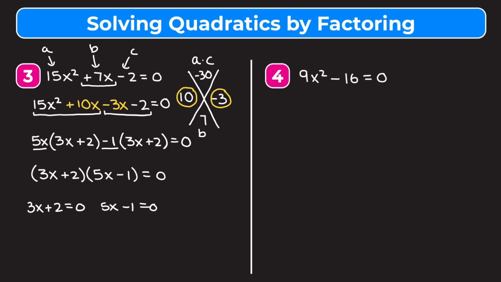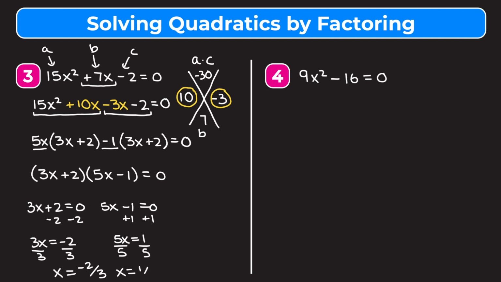So on the left, we're going to subtract 2 from both sides. So we get 3x equals negative 2. We're going to divide both sides by 3 to get one solution, as x is equal to negative 2 over 3. On the right, we're going to add 1 to both sides. So we get 5x is equal to 1. Divide both sides by 5 to get our second solution, as x is equal to positive 1/5. So we get x is equal to negative 2/3, or x is equal to 1/5.